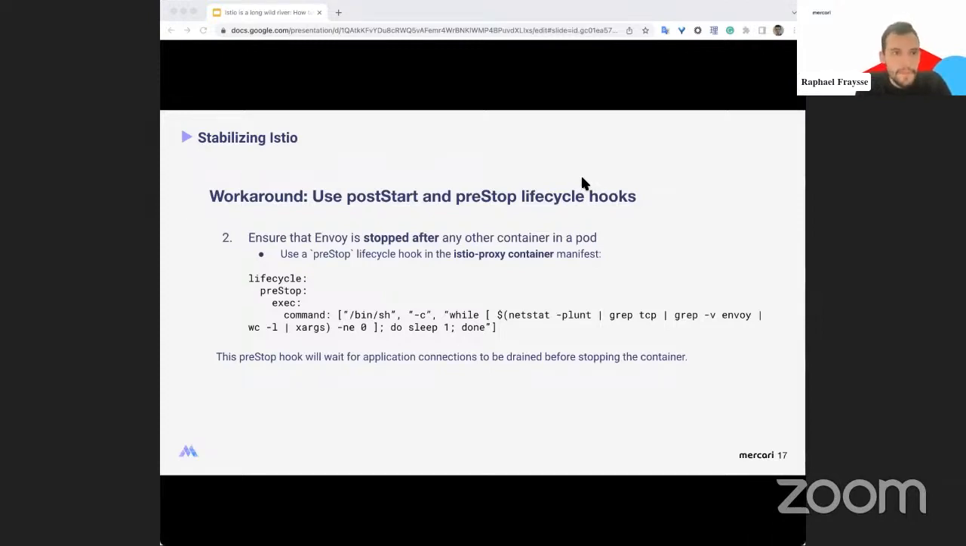We use the preStop lifecycle hook. Here it's a loop that will check if there is any existing connection going to the proxy, and until all connections from the application are purged or properly terminated, it will stay. It will keep the Istio proxy alive. So the end result is that the application container drains all its connections, and once it gets to 0, this command exits, and we are sure that the proxy terminated after the application container.